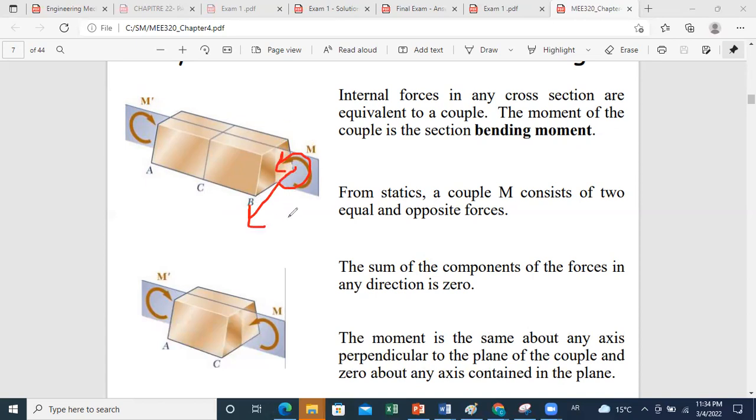So here, for example, if we consider the three directions, let's say this is Z, this is X, and this is Y, your bending moment, as you can see in this figure, is in plane YZ. So then your moment vector will be along X, and there is no moment developed in Z and Y directions.